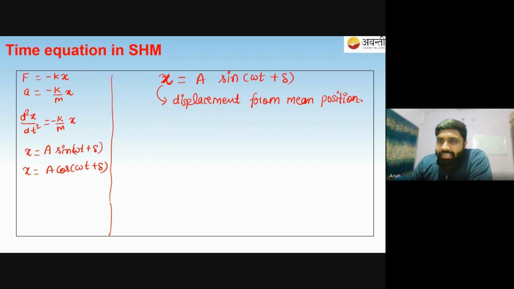Tell me, anyone? Santosh, student of JNV Haveri, tell me, what is the possibility of maximum value of this x? Anyone can guess? Otherwise, I have to guess it.